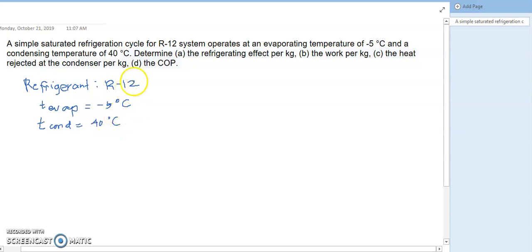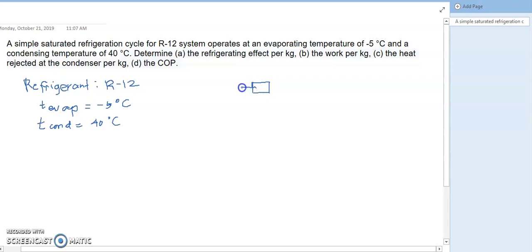Now, to solve this problem, we need values, especially the values of specific enthalpy. So, we will look at the refrigeration tables and charts. We will be looking for the values of enthalpy and other properties at -5 and 40 degrees Celsius using the R12 table. In this case, I will use the ASHRAE table.